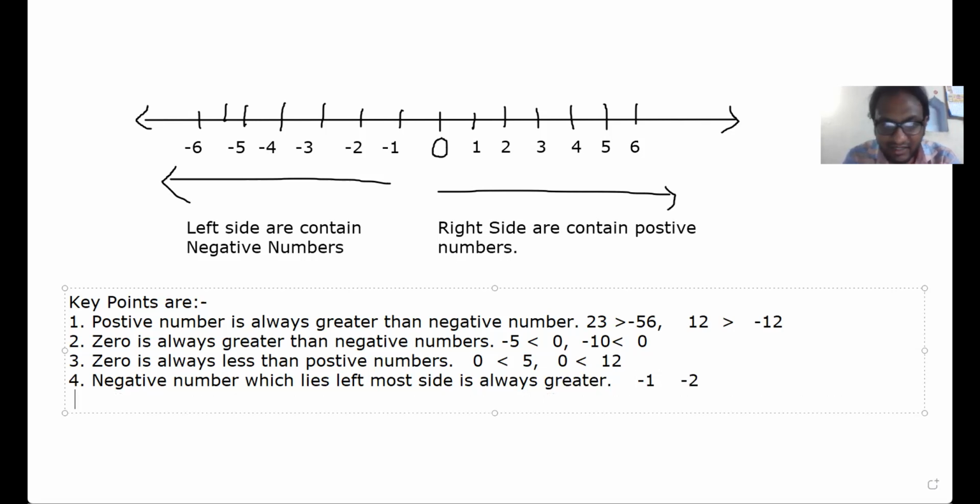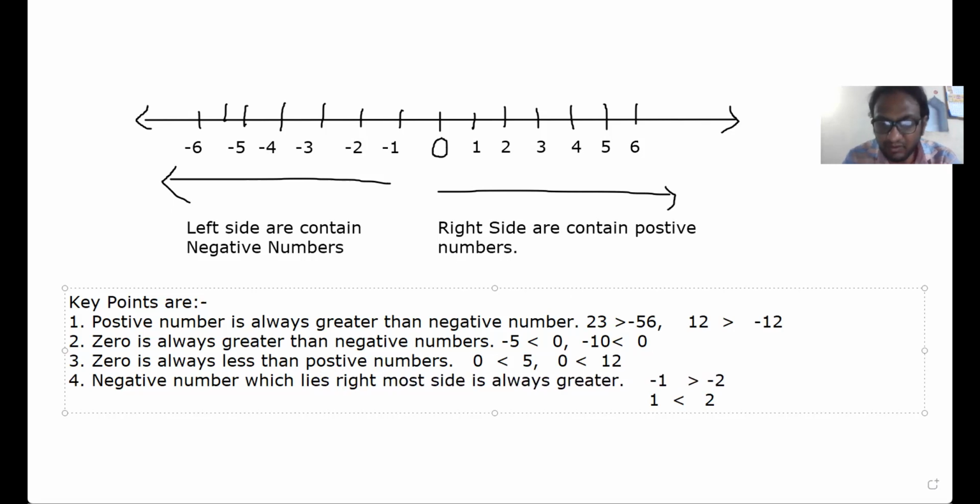In general, when two numbers are positive, in junior classes you have already learned that when 1 and 2 are given, 2 is greater than 1. But in the case of negative numbers, the number which lies on the leftmost side of the number line is smaller. In minus 1 and minus 2, minus 2 is at the leftmost side of the number line. So minus 1 is greater than minus 2. The number which lies on the rightmost side is always greater.